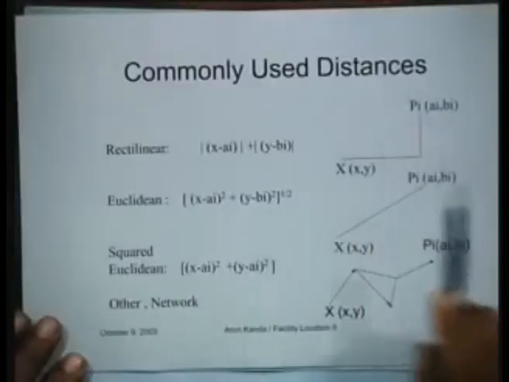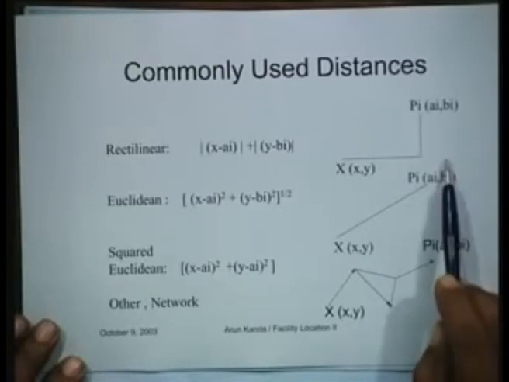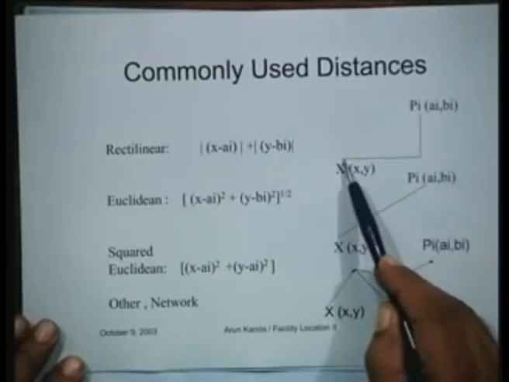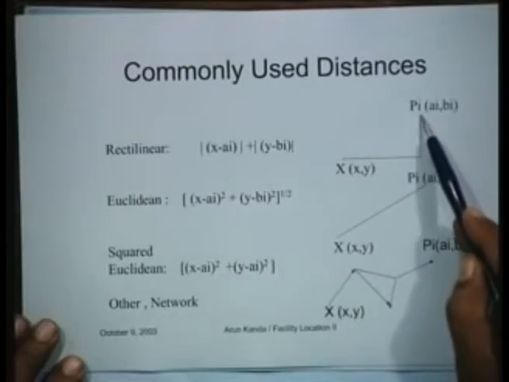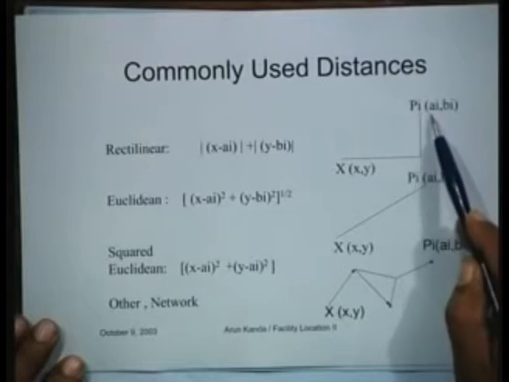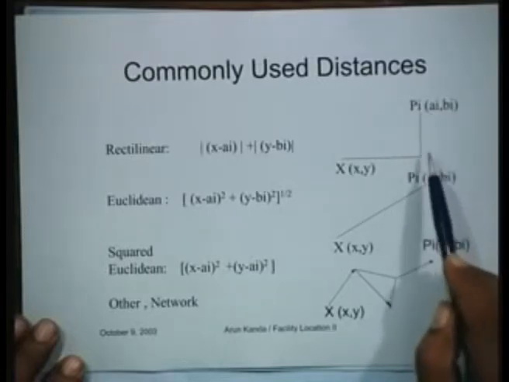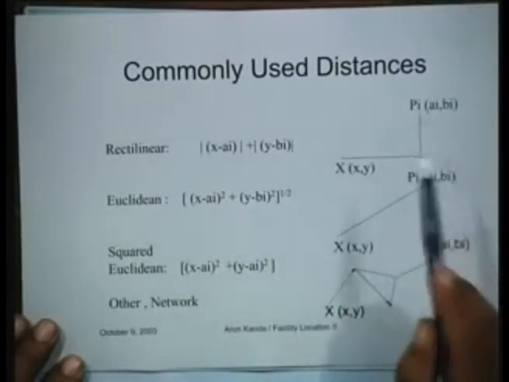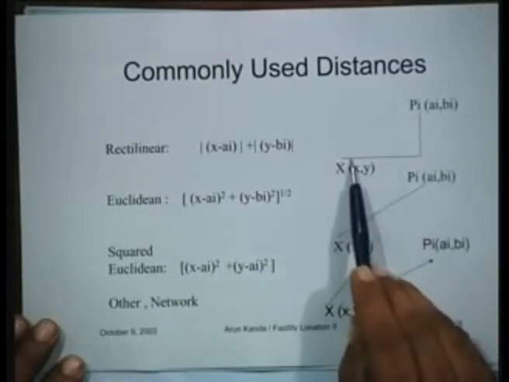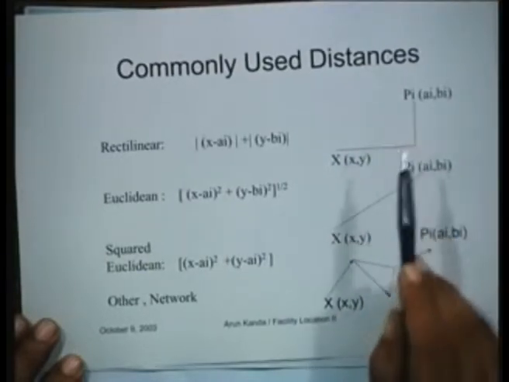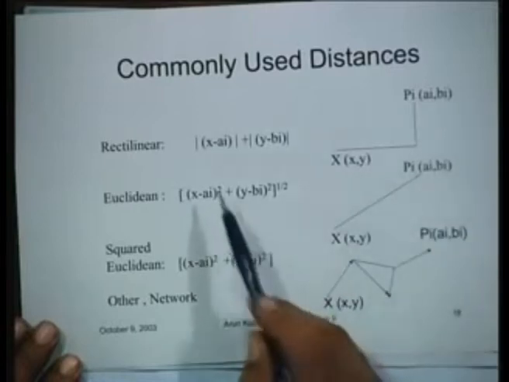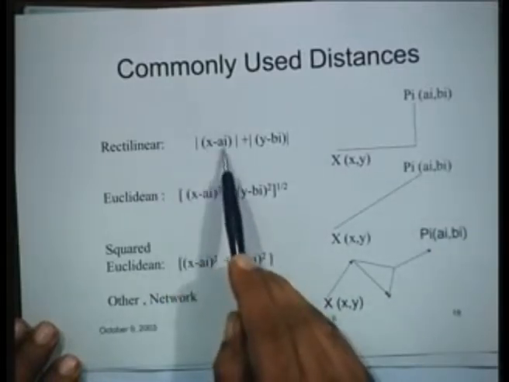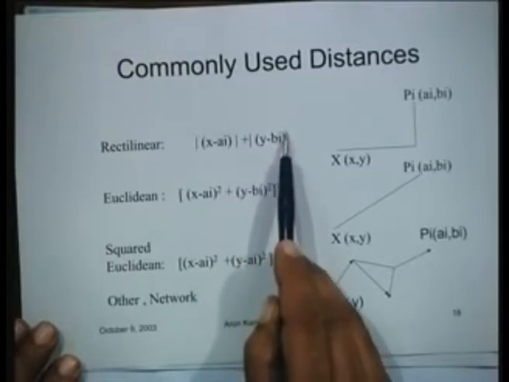Now what we would like to do is first understand the various commonly used distances that we talked about. For instance, if the location of the new facility is at x and the ith existing facility is located at the point Pi, which has coordinates ai, bi, then the rectilinear distance between these 2 points is actually this distance and then this distance, and mathematically the rectilinear distance will be represented by |x minus ai| plus |y minus bi|.